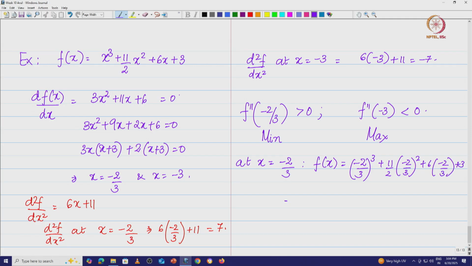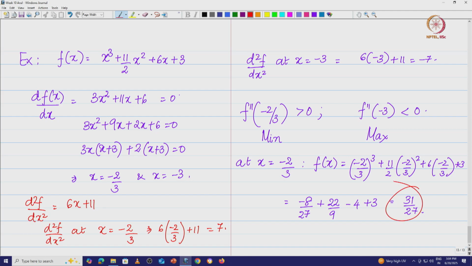which is basically minus 8 by 27 plus, this is 11 by 2, and there it is going to be 4 by 9, so it is going to be 22 by 9. I am going to have plus 22 by 9, and then 6 will go minus 2 times, so you are going to have minus 4 plus 3, and if you do the computation you end up getting 31 by 27. So at x is equal to minus 2 by 3, this is the value that I am getting.